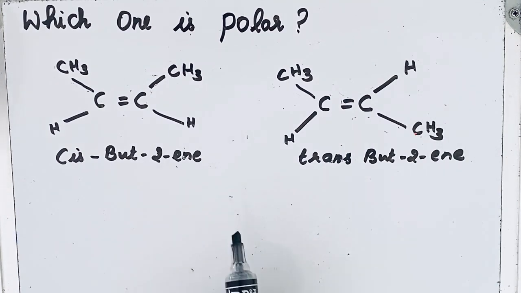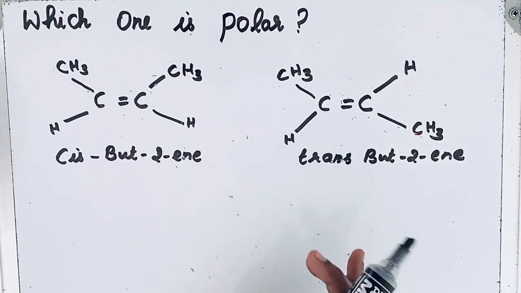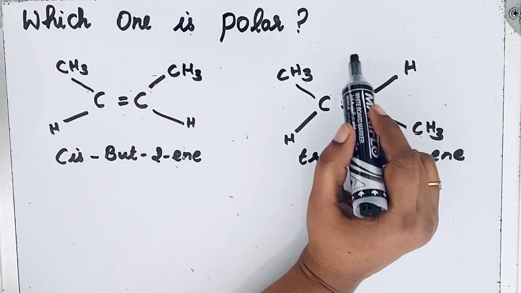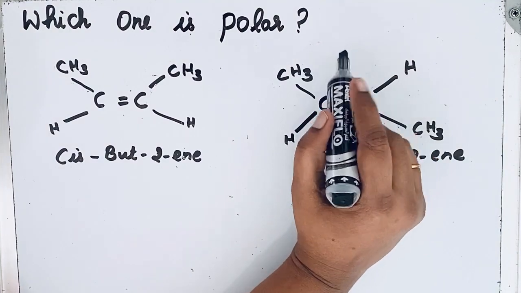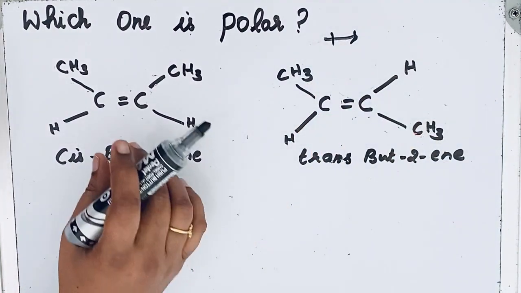If you see our cis-butene and trans-butene, these both are isomers. We will discuss which one of these two is polar. So to know that, first let us find the dipole moment. This dipole moment can be predicted by drawing the individual dipoles. So individual dipoles we are going to draw.